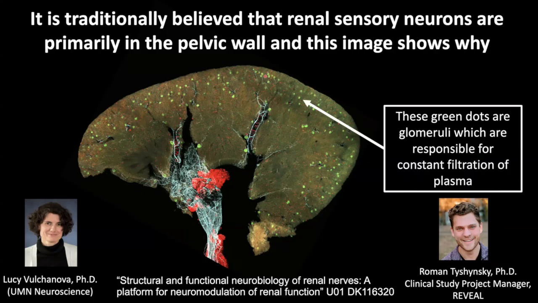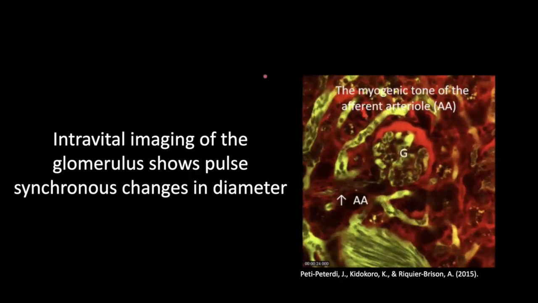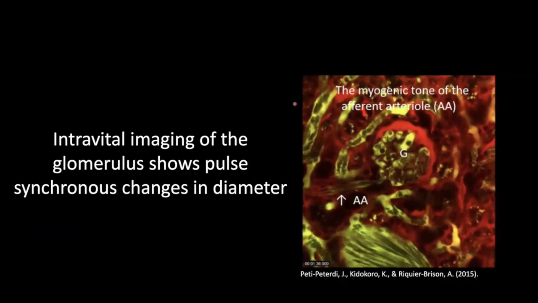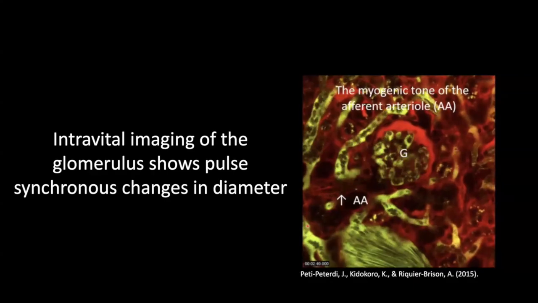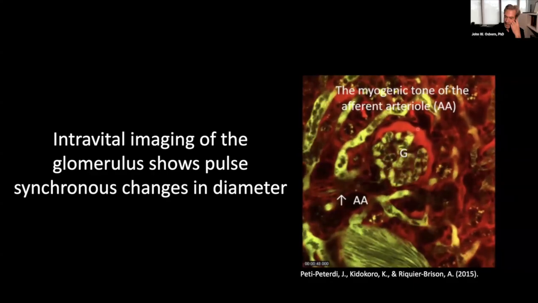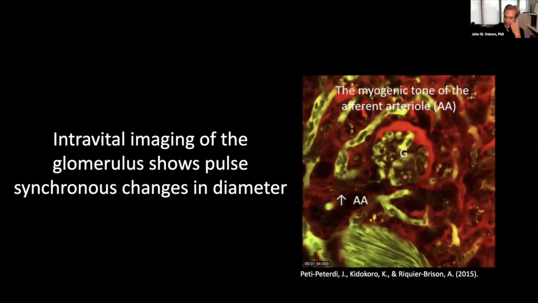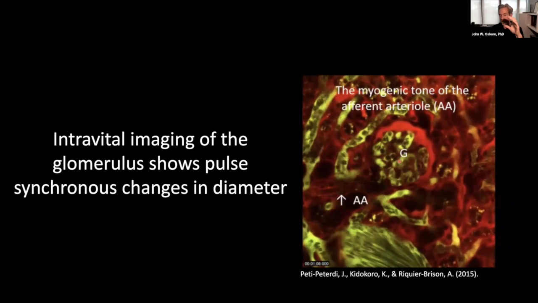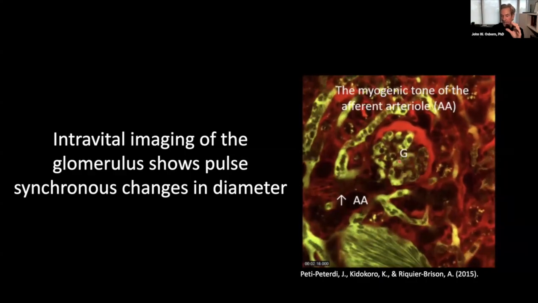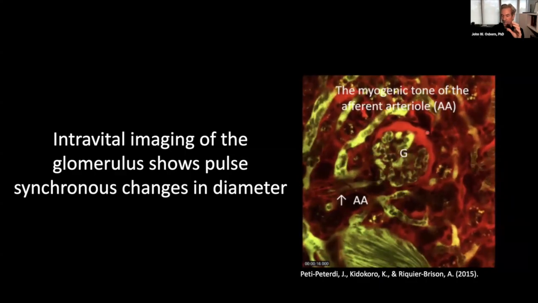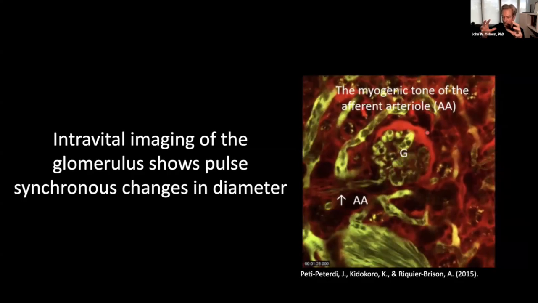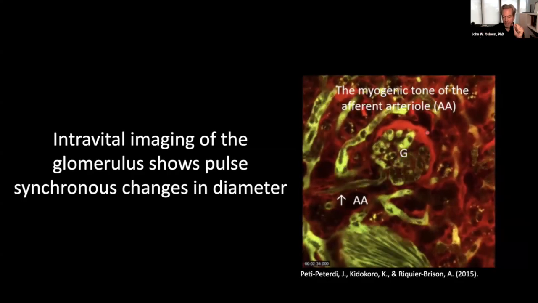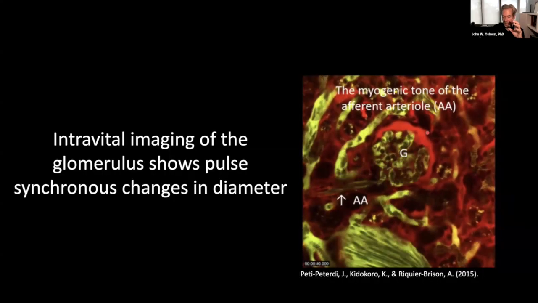That's the functional unit of the kidney in terms of filtering plasma and making urine. So this is from a paper from another group showing an intravital image of the glomerulus in a rat. So here's the glomerulus right here. Here's the afferent arteriolar end of the glomerulus, and you see the pulse of the glomerulus, which is every heartbeat. And what I want you to notice is that that is moving. It's a physical change with pressure, right? So the diameter of the glomerulus is changing.